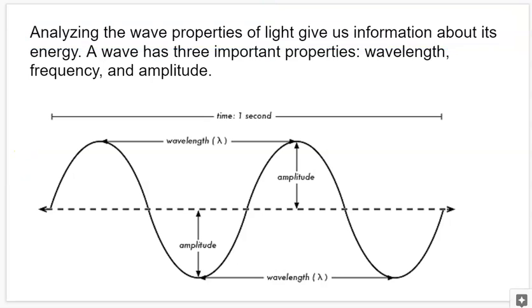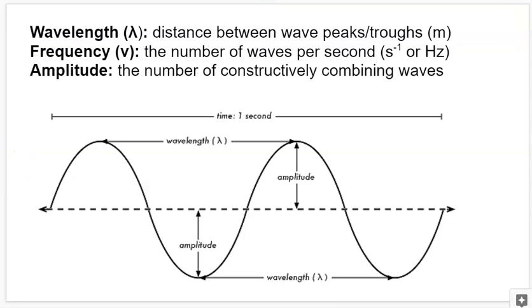So the wavelength, which is represented by the Greek letter lambda, represents the distance between wave peaks or troughs, and this is usually in meters or some sort of form of length. So if we look at this wave here, we can measure the wavelength as being the peak here to the peak here, or the trough here to the trough here. Basically, the space between the peaks of the individual wave motions.